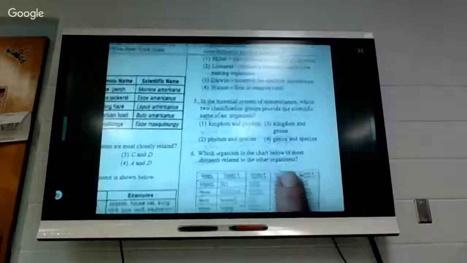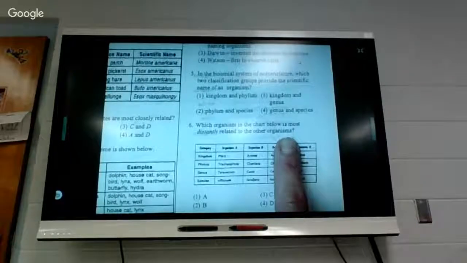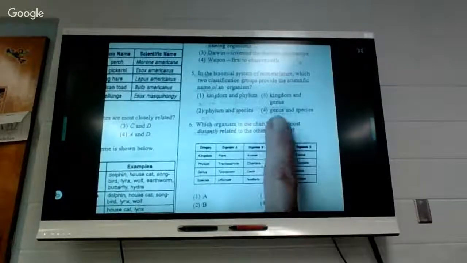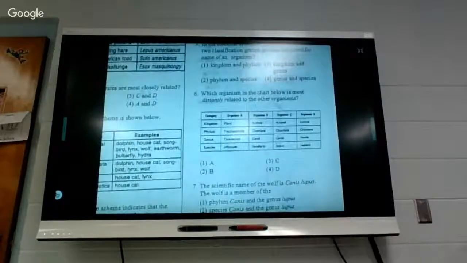Scientific name. Which two taxons do we use to write a scientific name? Homo sapien. 4. Yeah, your genus and species. Okay, number 6. Here's one of those. Who's most distantly related? Who's least like everybody else? A, the plant. You got it.